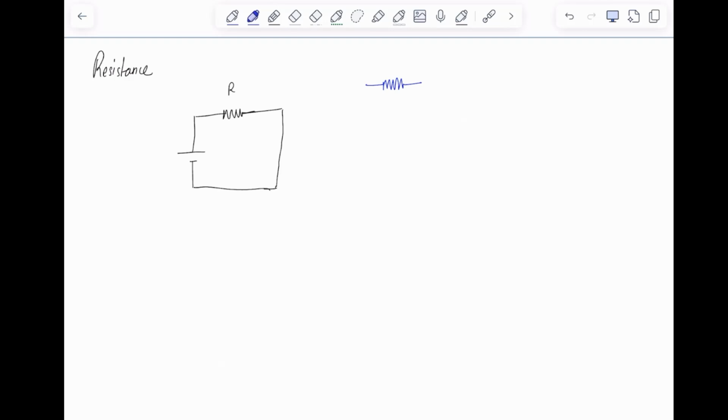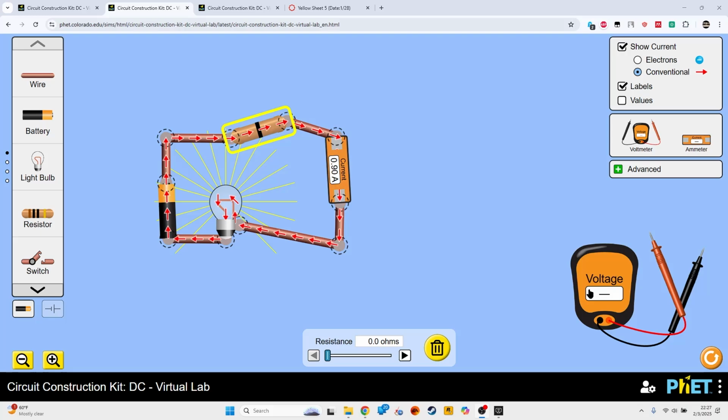If there is a resistor, what it does is it obstructs the flow of electricity. In other words, it decreases the current. So here I have a simple circuit, and this thing right here is the resistor, and the resistance is 0 ohms. It is as if there is no resistance at all.